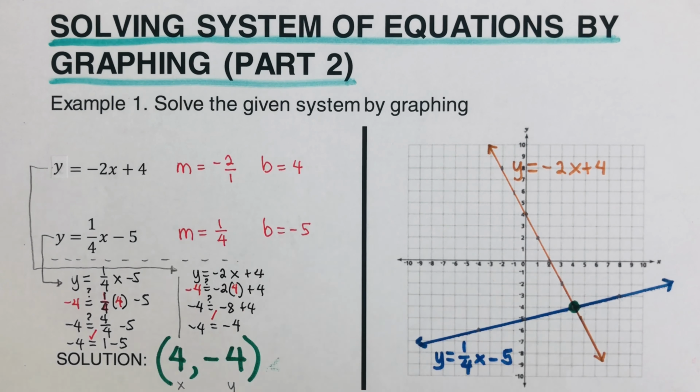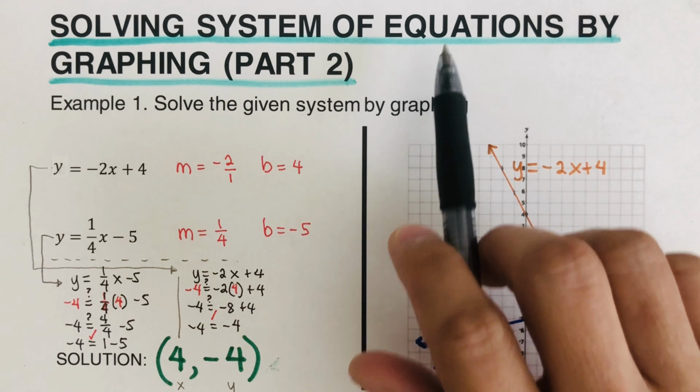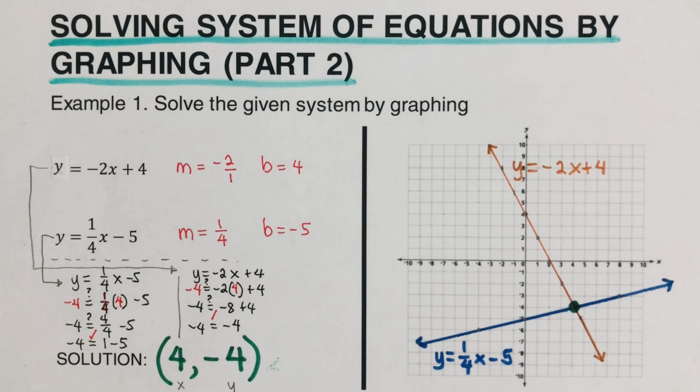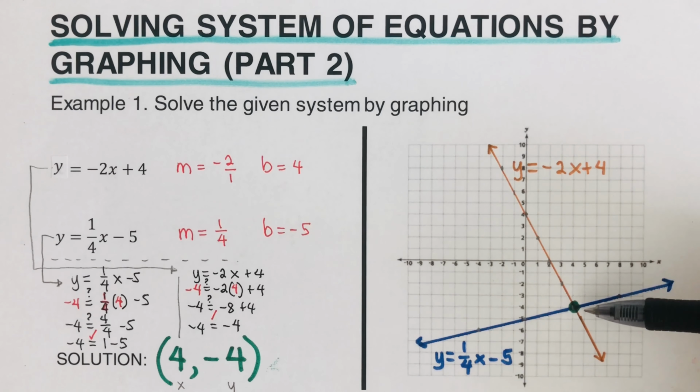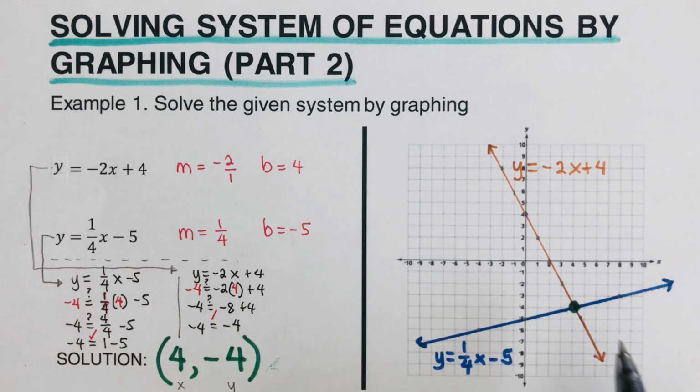Graphically, when we say solve the system of equations, the solution to the system of equations in graphical form is the intersection between the two lines. So in this case we have linear equations, but in some cases it can be a curve and a line, or a curve and a curve. So pretty much the solution to a system of equations is the intersection between the two lines, or a line and a curve, or a curve and a curve.